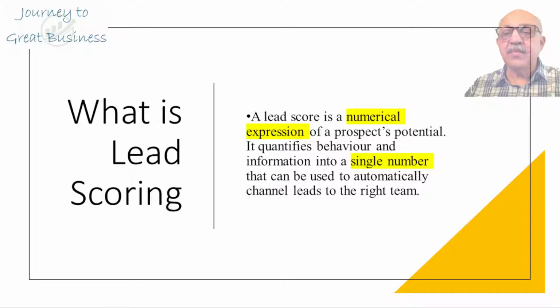Now let's say for example I tell you that the lead is very hot, or lead is not hot. How do you know how important the lead is or how relevant the lead is for you at this particular point of time? So what a lead score does, it gives you a number to understand the importance of the lead. Let's say we have a rating scale from 0 to 10, and if I were to say that the lead score of this particular lead is 9, what does that mean?